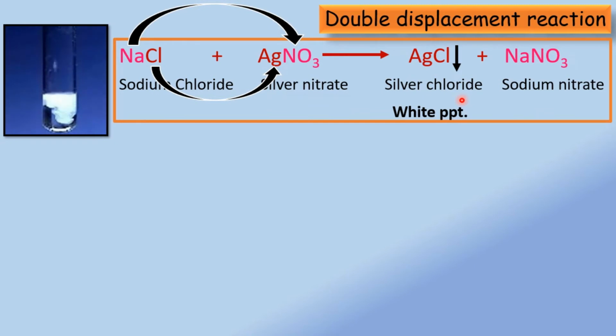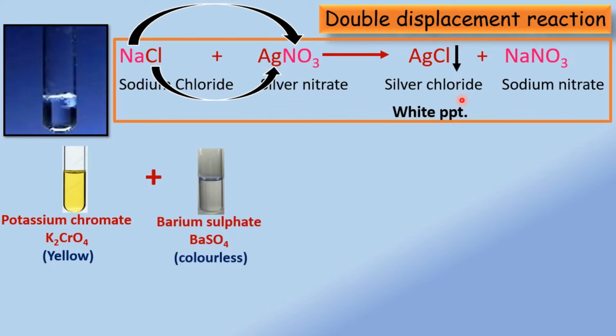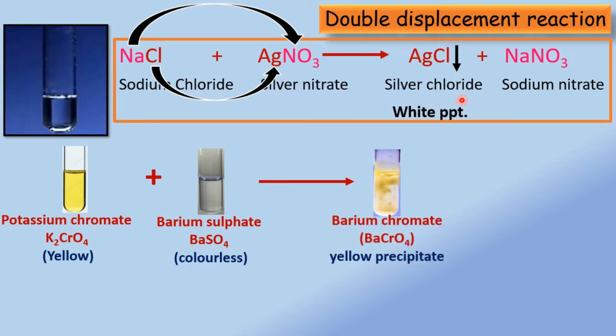Let us see one more reaction. Here potassium chromate, which is yellow in color, when added to the solution of barium sulfate, a new compound called barium chromate, which is a yellow precipitate, gets formed along with the product potassium sulfate. Here also the exchange of ions takes place in the reactants during the reaction.